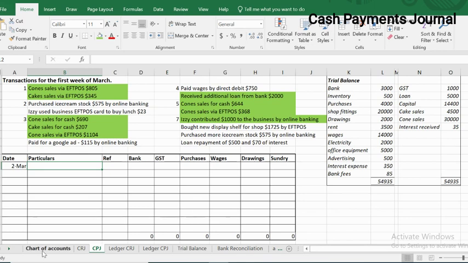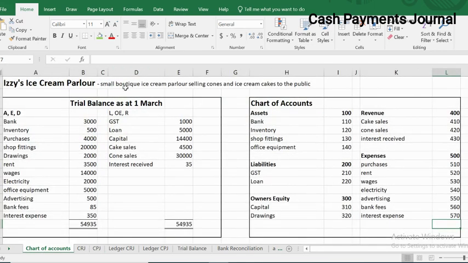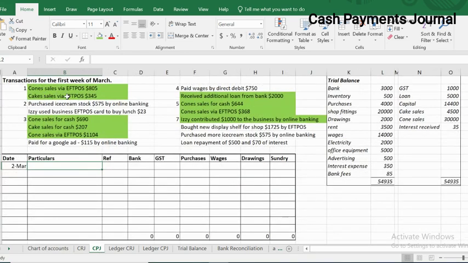Now, looking back to remind you about what we do, we're Izzy's Ice Cream Parlour. We're a small boutique ice cream parlour selling cones and ice cream cakes to the public. So when we purchase the ice cream stock, we're purchasing what we're going to be reselling. We are a trading firm. We're not a service firm. So a trading firm is one that makes sales of goods, and a service firm, they're just selling their service, usually for fees.